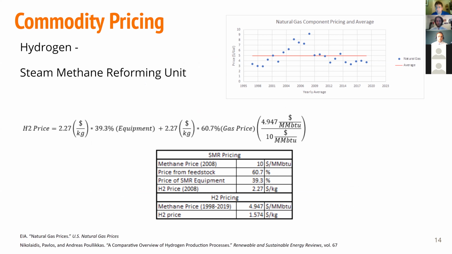Based off an article I found from 2008, this process cost about $2.27 per kilogram, with the methane cost of $10 per million BTUs. Our goal was to determine how much of the hydrogen cost came from the methane pricing. So we analyzed the methane price similar to our other commodities and found the average of $4.95 per million BTUs over a 20-year span. Based off the article, the methane price consisted of 60% of the cost of the hydrogen, so we maintained the previous FCI cost and reevaluated the methane portion of the cost to get a new hydrogen price of $1.74 per kilogram, like the equation demonstrates above.